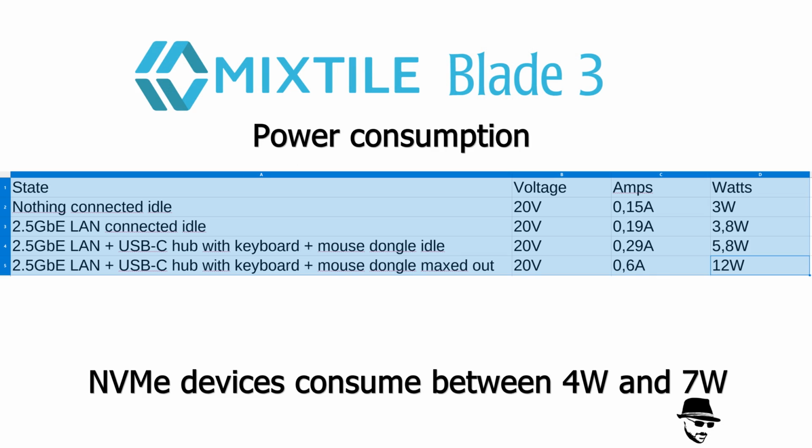Here is the power consumption. So with nothing connected in idle, it consumes 3 watts. When I connected the 2.5 gigabit Ethernet, it was 3.8 watts. With my USB Type-C hub and keyboard dongle, it was 5.8 watts. And then with everything connected and all CPU cores maxed out, it was 12 watts. So the difference between maxed out and idle is 6 watts. That is a great performance per watt compared to older SBCs, certainly compared to the Raspberry Pi 4.